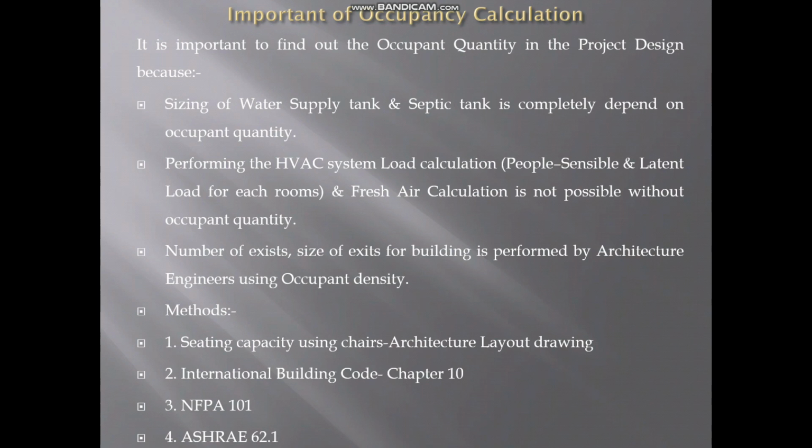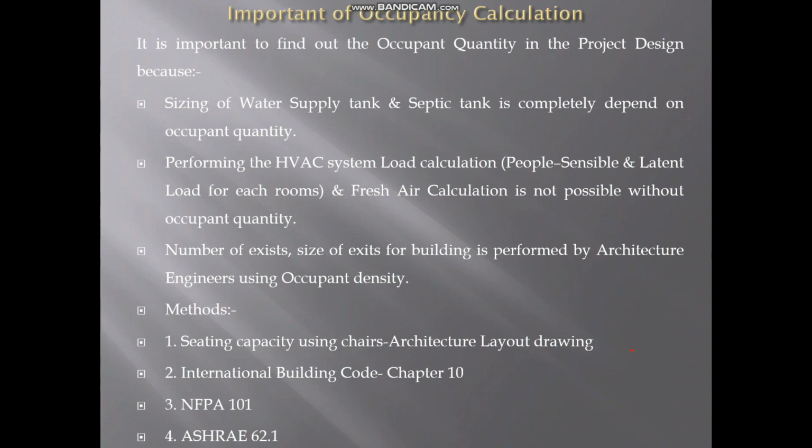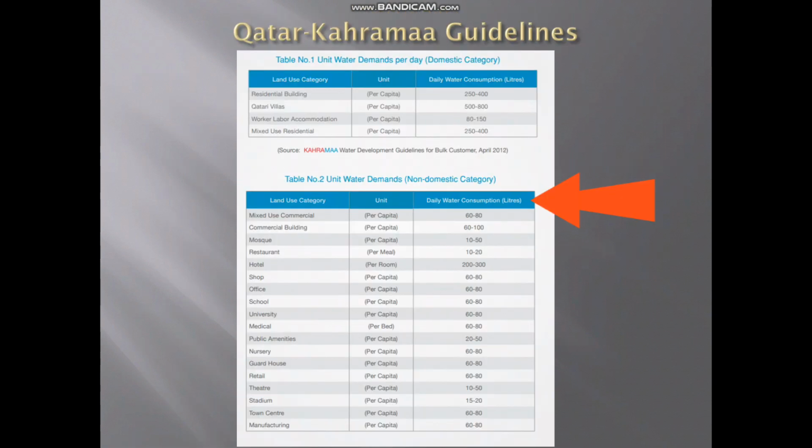It is important to find out the occupant quantity in the project design because sizing of the water supply tank and septic tank is completely dependent on occupant quantity. In the Abu Dhabi Regulation and Supervision Bureau, Dubai Municipality, and similarly Qatar Kahramaa regulations, daily water consumption for different applications is given. So simply we need to consider this daily water consumption and multiply it with the occupant or people quantity to size the water supply tank.